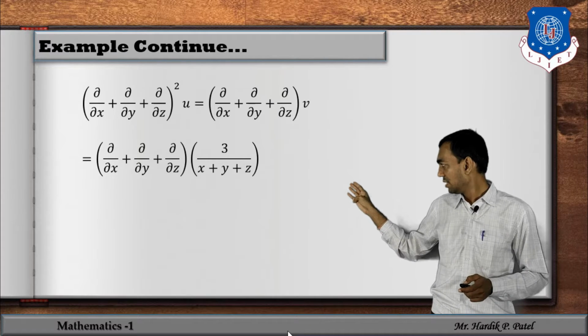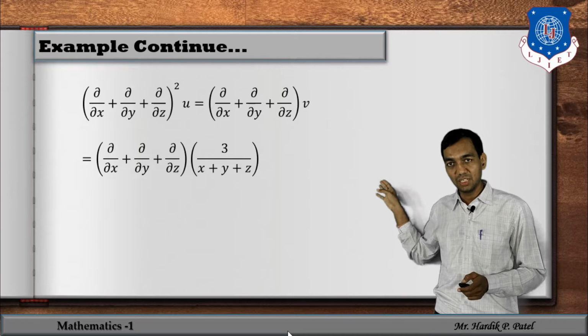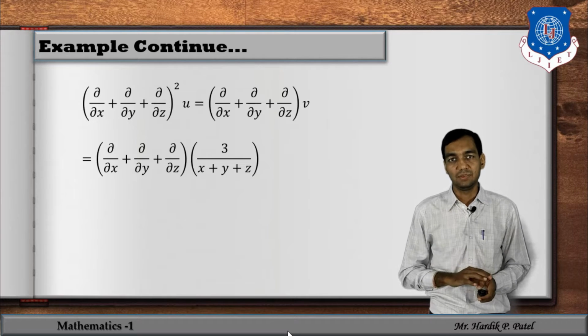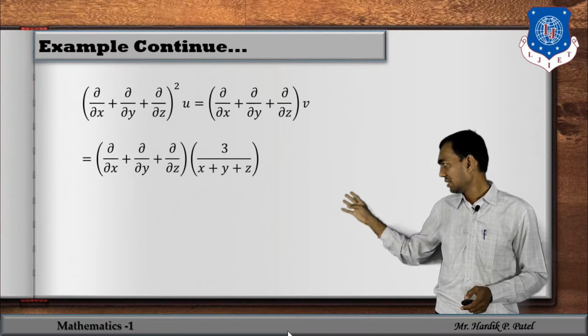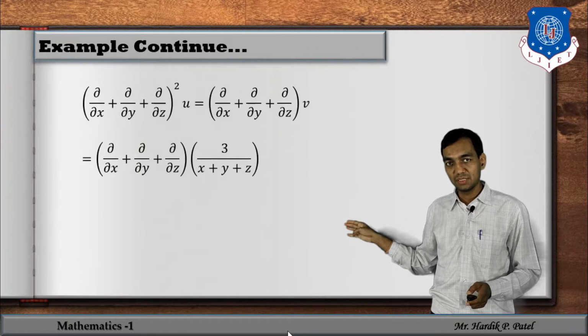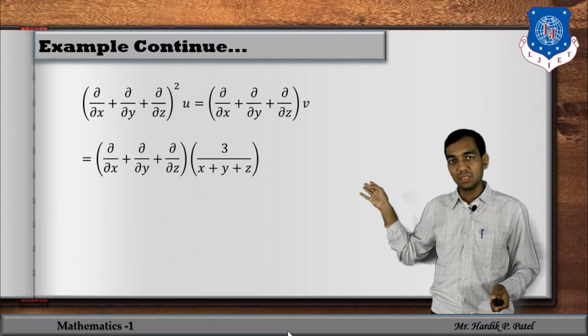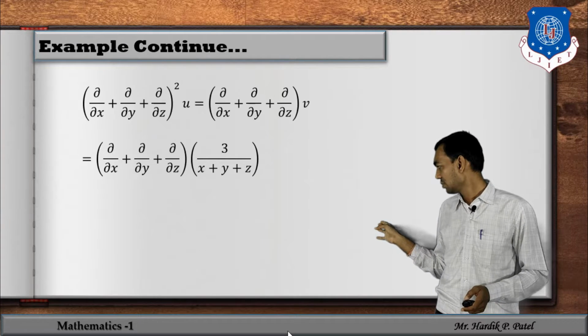So, that will be ∂/∂x + ∂/∂y + ∂/∂z of 3/(x+y+z). Now, if you separate these terms, then you will have ∂/∂x of 3/(x+y+z) plus ∂/∂y of 3/(x+y+z) plus ∂/∂z of 3/(x+y+z).